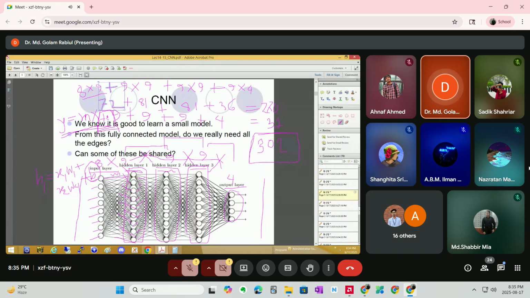So how many hidden neurons do we have here? Total 9 neurons. So we have to add 9 biases for each and every equation.